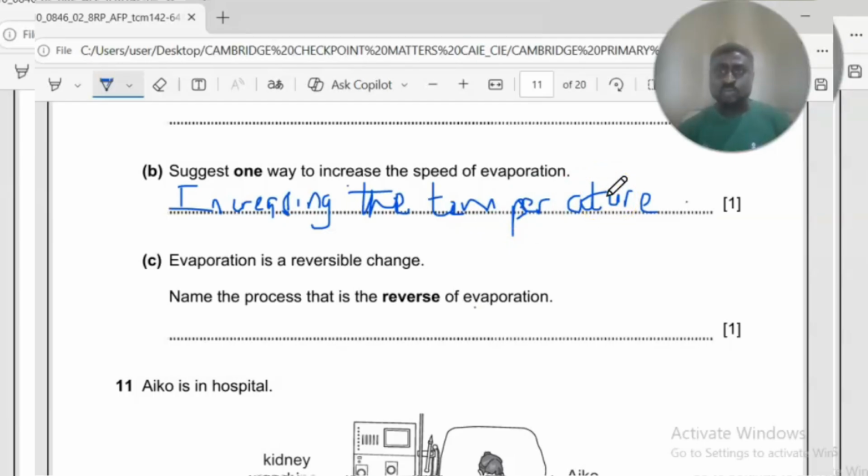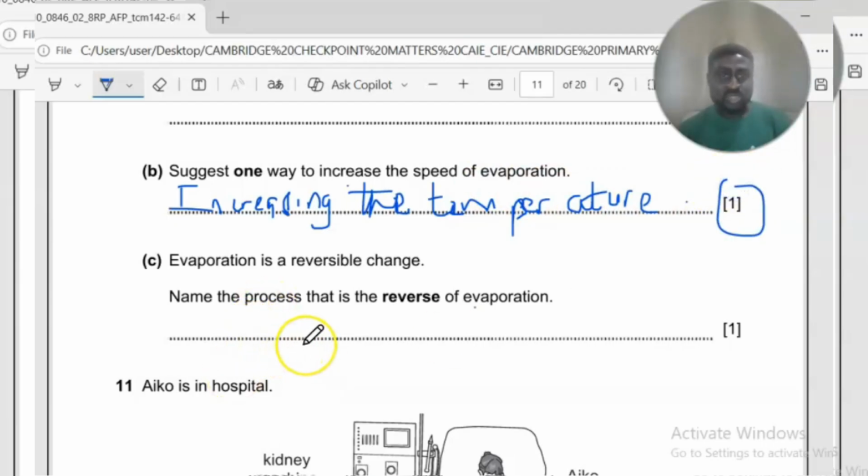You could also say by heating up the diesel with a source of heat. You can also say by exposing it to more wind. You can also say by increasing its surface area, which will also increase the speed of evaporation. So a response in any of these manners will earn you the 1 mark.